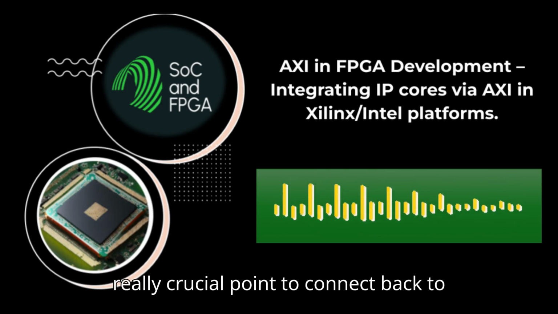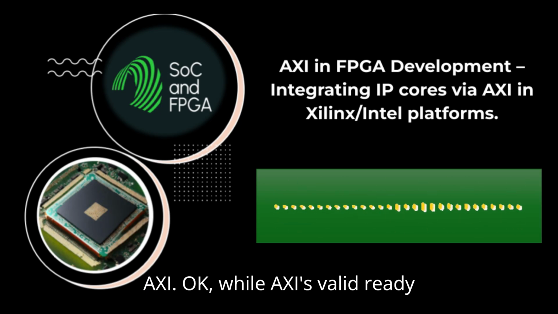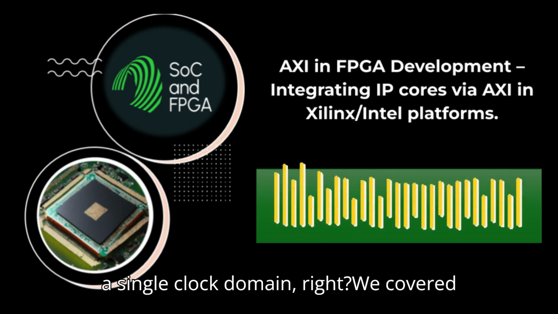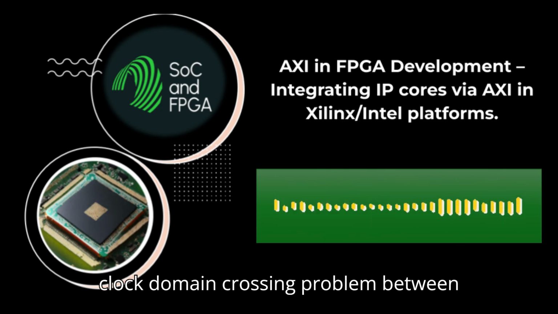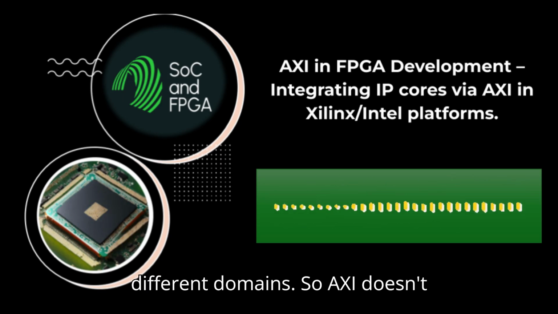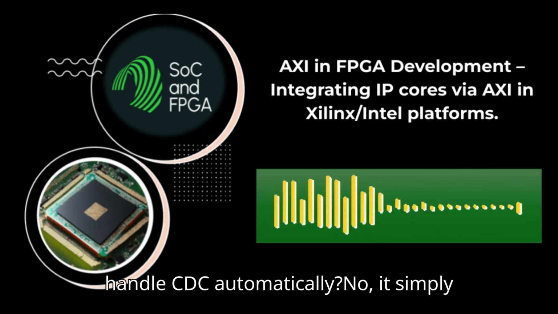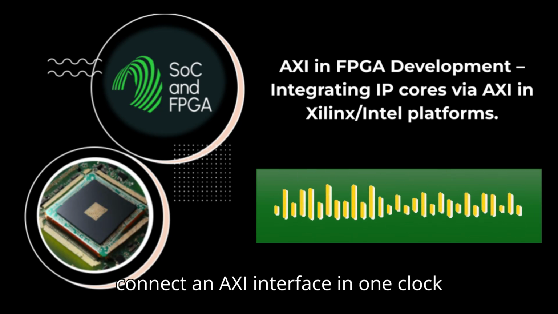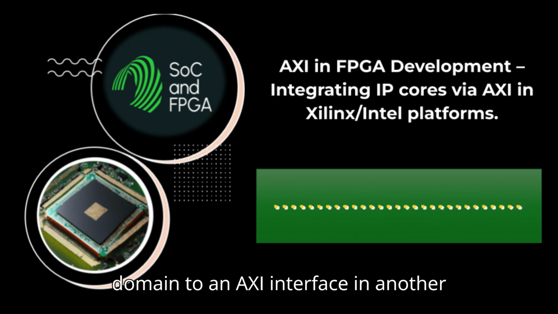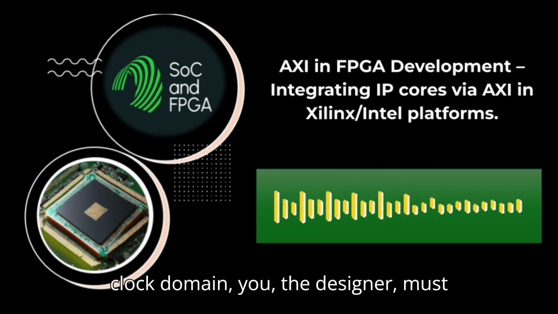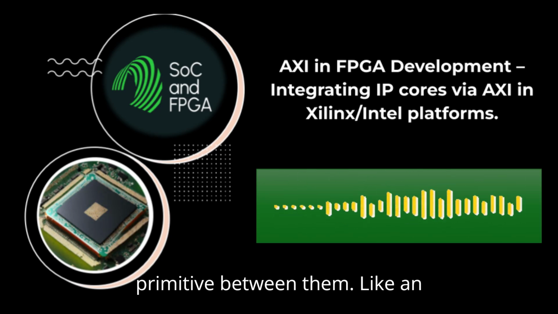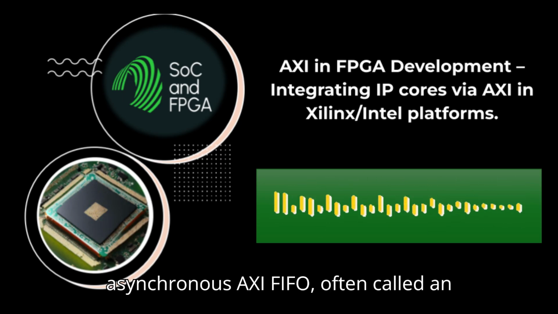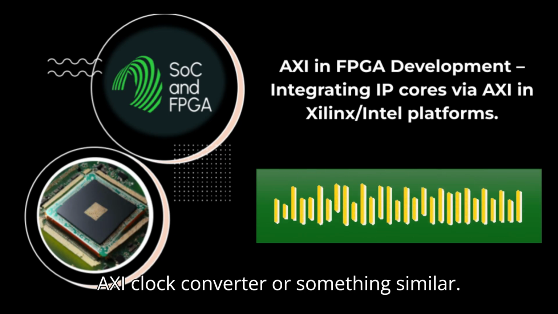Now here's the really crucial point to connect back to AXI. Okay. While AXI's valid-ready handshake ensures robust data flow within a single clock domain, right, we covered that, AXI itself does not solve the clock domain crossing problem between different domains. So AXI doesn't handle CDC automatically. No, it simply shifts the problem. When you need to connect an AXI interface in one clock domain to an AXI interface in another clock domain, you, the designer, must insert an explicit synchronization primitive between them. Like an asynchronous FIFO. Exactly. Usually an asynchronous AXI FIFO, often called an AXI clock converter or something similar.